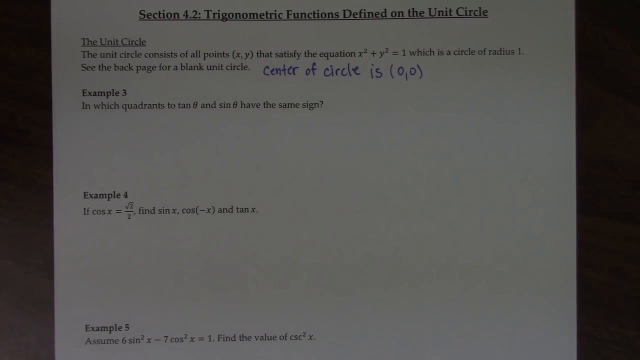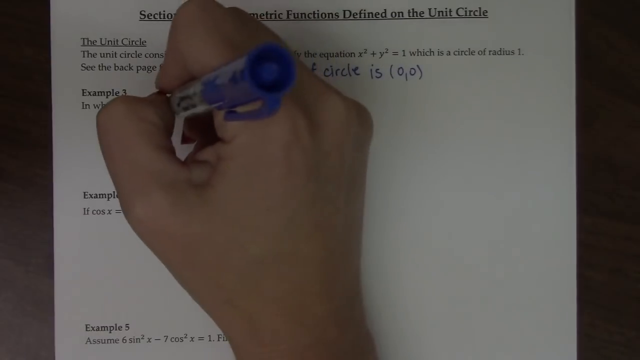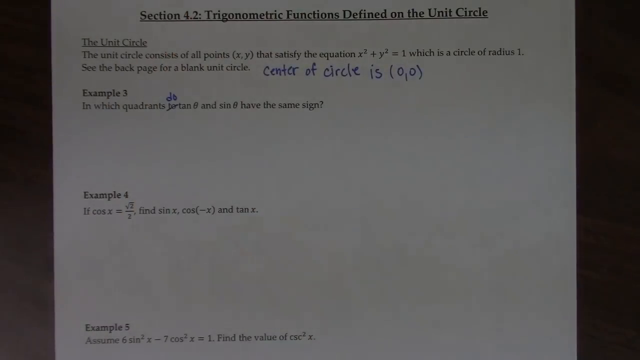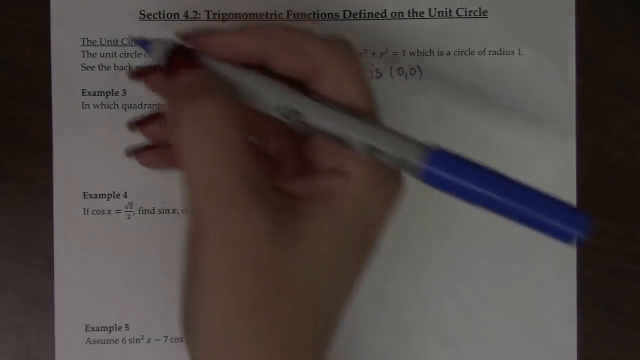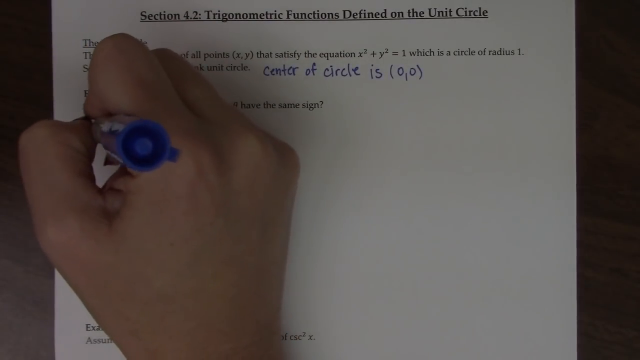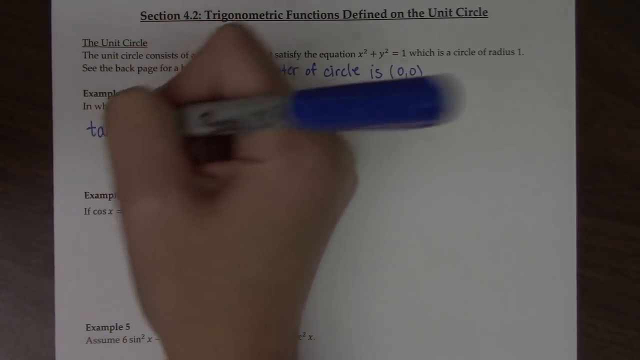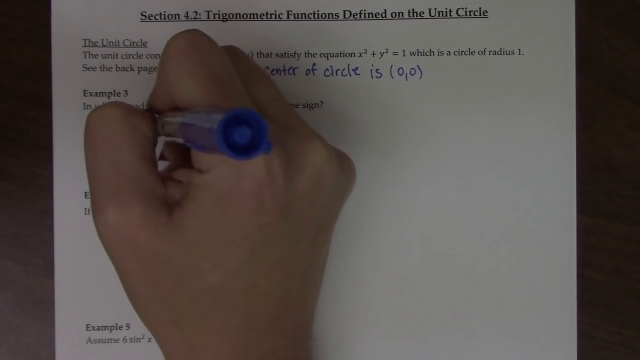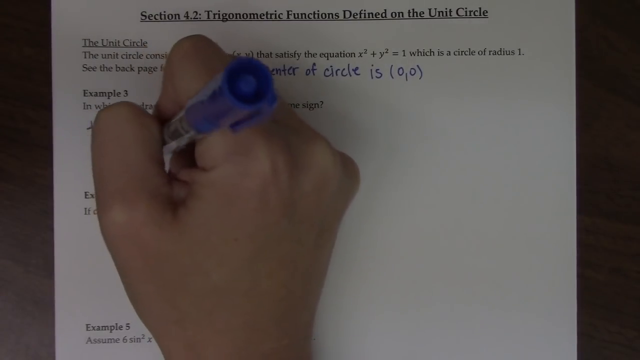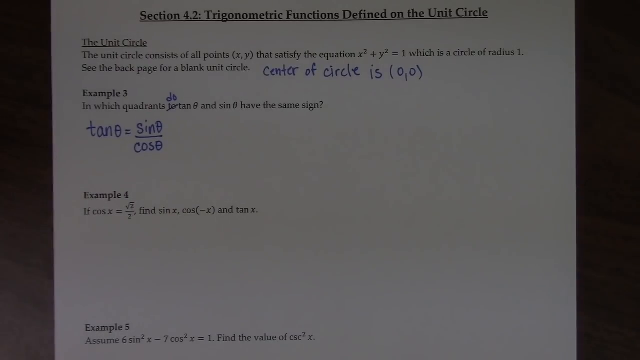So for example 3, it says in which quadrants do tan theta and sine theta have the same sign? So this should say do. Okay, do they have the same sign? So the first thing we need to realize here is tangent is sine over cosine, because we saw in our unit circle that everything's defined in terms of sine and cosine.